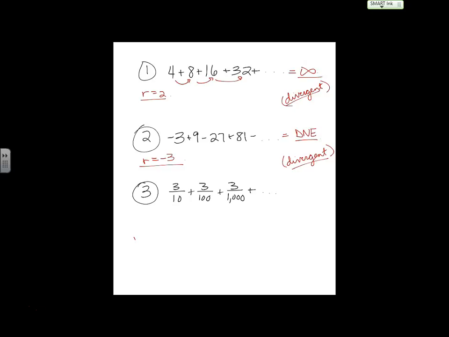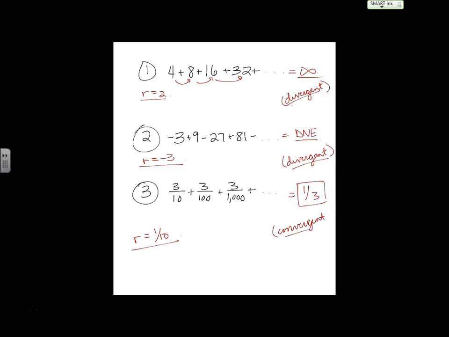Okay. Well, first of all, have you guys figured out what R is? Yeah, 1/10, good. And to be honest, even if I had shown you an example with a negative 1/10 where it was bouncing back and forth, it would be bouncing back and forth where it's actually getting closer and closer to a set number. Can I show you guys what that set number is? How did I know it was a set number?